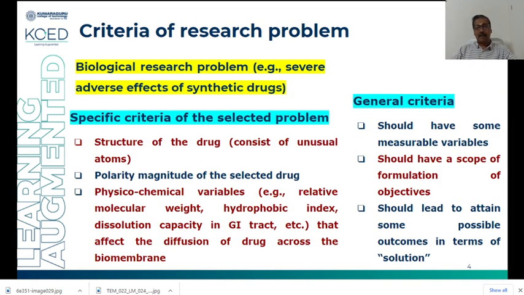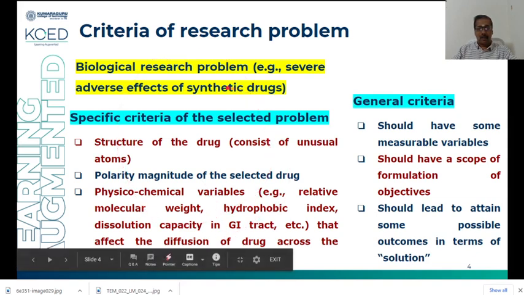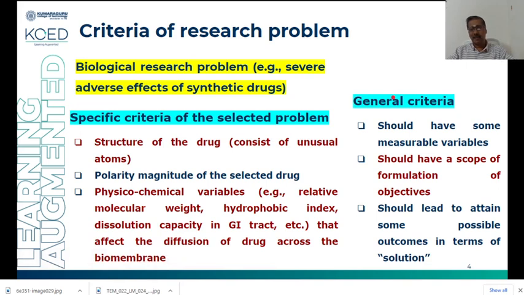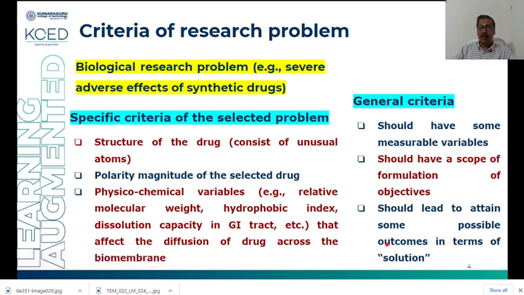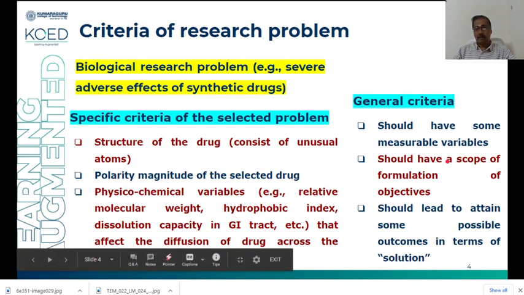Now, what sort of criteria should it satisfy? Before touching this area, we'll go for a general criteria which is applicable for social sciences or humanities or biological sciences, atmospheric sciences, chemical sciences, whatever it may be. I have given three important criteria. If you want to say a particular factor is a research problem, it should meet each criterion. First one, it should have measurable variables.